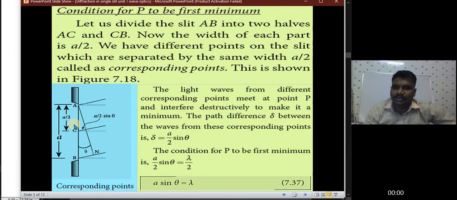Now del is equal to a by 2 sin theta. The condition for P to be the first minimum is a by 2 sin theta equal to lambda by 2. So a sin theta is equal to lambda, because the 2s cancel each other. a sin theta is equal to lambda.